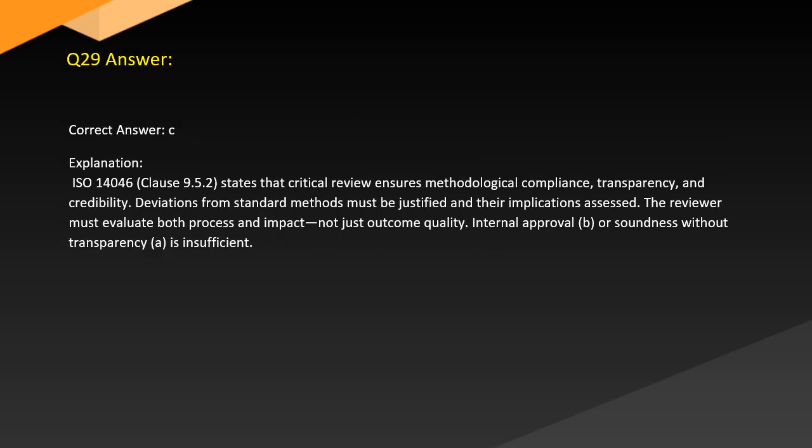Answer. Correct answer: C. Explanation. ISO 14046, Clause 9.5.2 states that critical review ensures methodological compliance, transparency, and credibility. Deviations from standard methods must be justified and their implications assessed. The reviewer must evaluate both process and impact, not just outcome quality. Internal approval, B, or soundness without transparency, A, is insufficient.